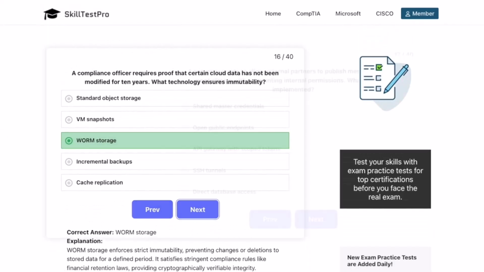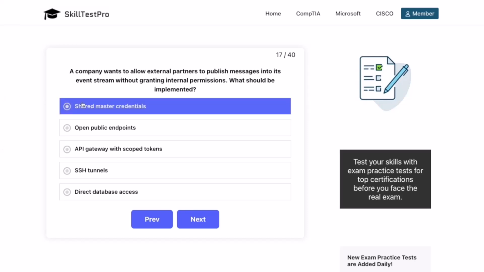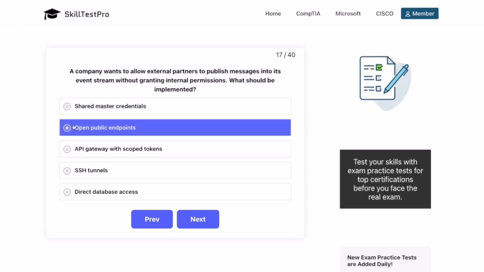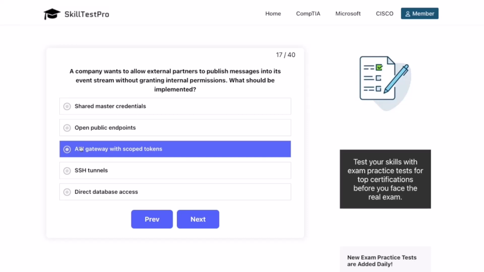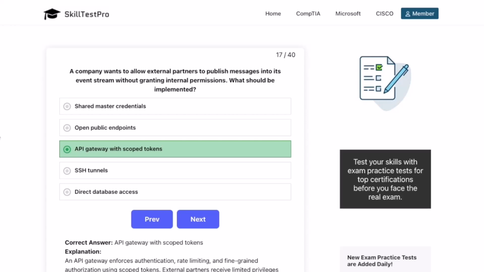All right, question 17. A company wants to allow external partners to publish messages into its event stream without granting internal permissions. What should be implemented? Shared master credentials? Open public endpoints? An API gateway with scoped tokens? SSH tunnels? Or direct database access? The correct answer is an API gateway with scoped tokens.